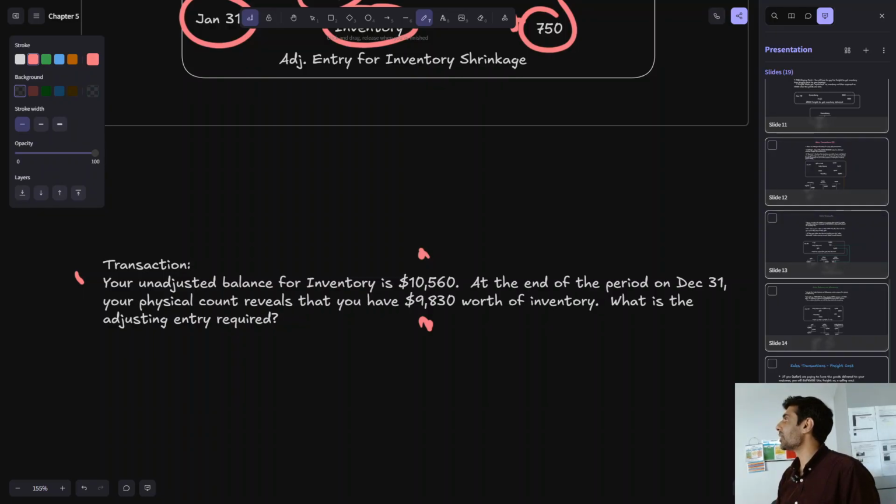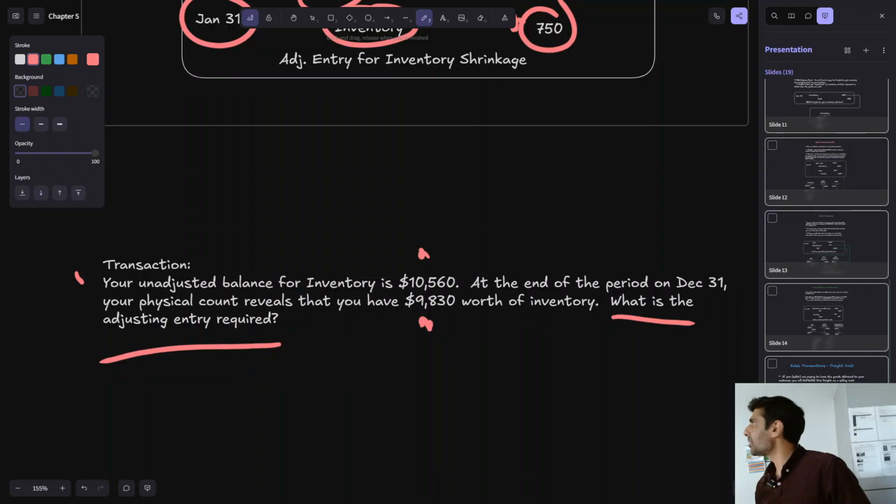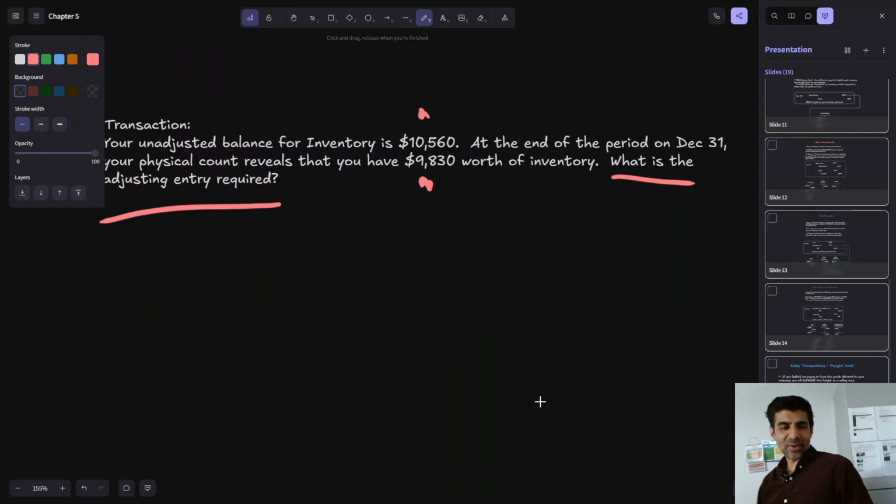You saw how many units over there. You have some per unit value, and you saw that the value of your inventory is only this much. So think about, what is the adjusting entry required to account for this? Okay, so take a second, try to write it down, see if you remember.